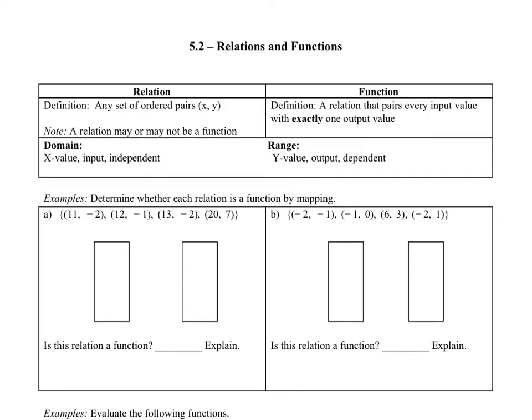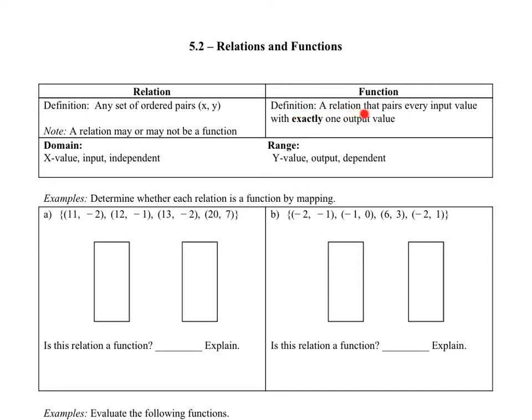Since we're going to talk about different types of functions, we need to go back to the definition of what a function is and a relation. So a relation is like a relationship or any set of ordered pairs, x and a y. You can list the ordered pairs, you can have a graph of ordered pairs, you can have a table of ordered pairs, you can have a mapping, which is down here, which we're going to do. So a relation is just a general set of ordered pairs.